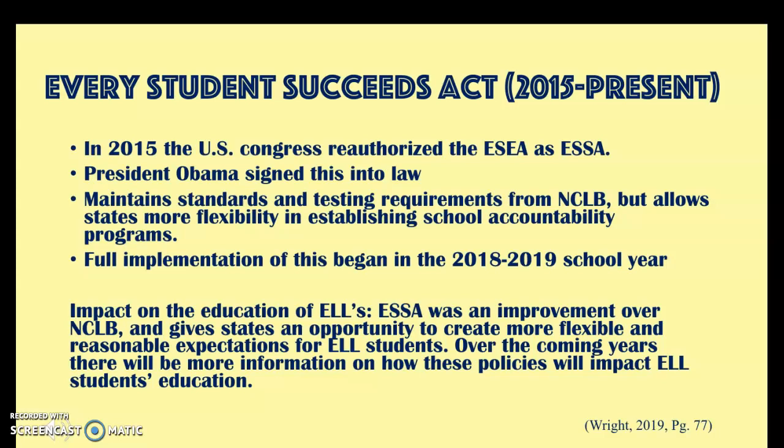The Every Student Succeeds Act was a big improvement over the No Child Left Behind Act and gives states the opportunity to create flexible and reasonable expectations for their English language learner students. In the coming years, there will be more information on how effective and impactful these policies are on the education of English language learner students.